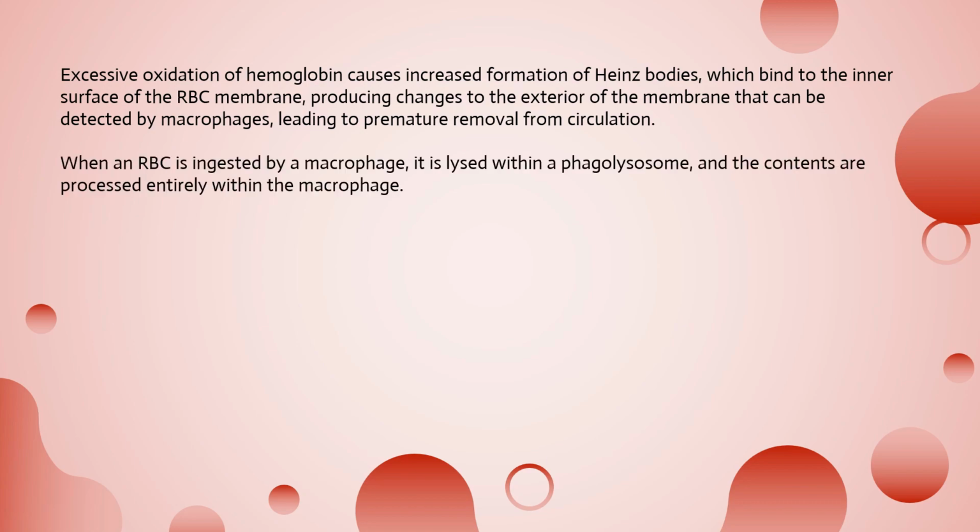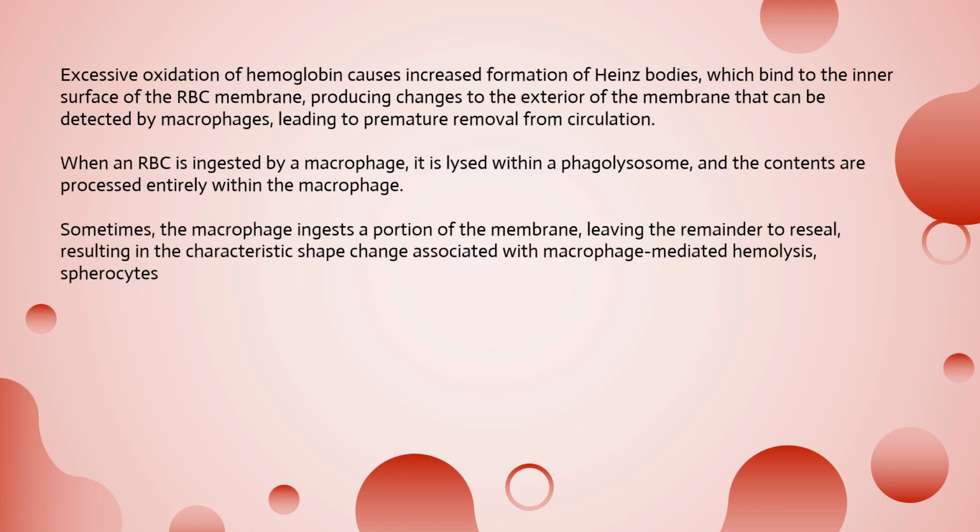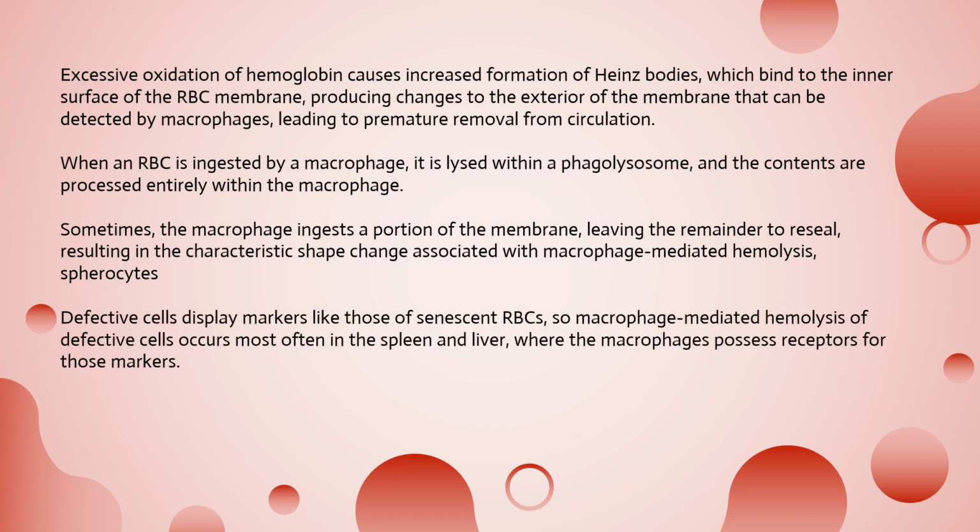When an RBC is ingested by a macrophage, it is lysed within a phagolysosome, and the contents are processed entirely within the macrophage. Sometimes, the macrophage ingests a portion of the membrane, leaving the remainder to reseal, resulting in the characteristic shape change associated with macrophage-mediated hemolysis, spherocytes. Defective cells display markers like those of senescent RBCs, so macrophage-mediated hemolysis of defective cells occurs most often in the spleen and liver, where the macrophages possess receptors for those markers.